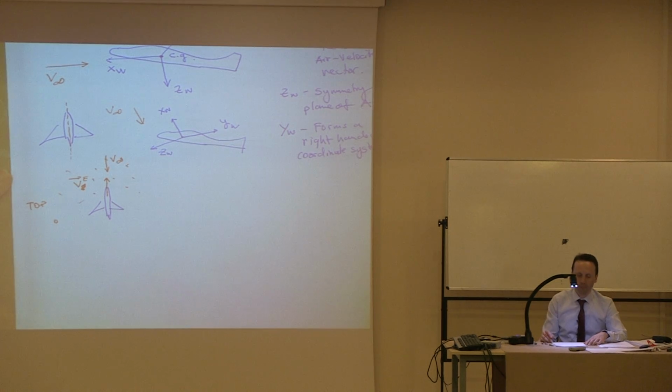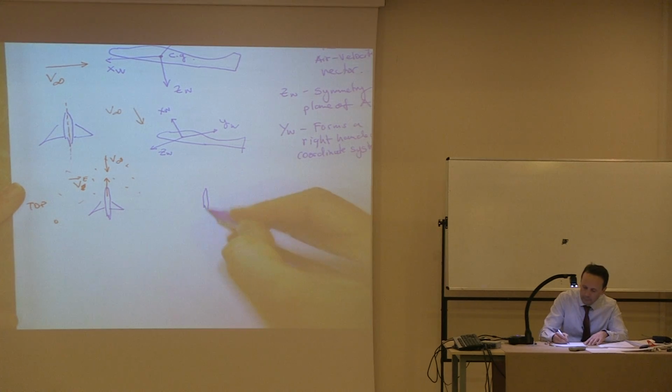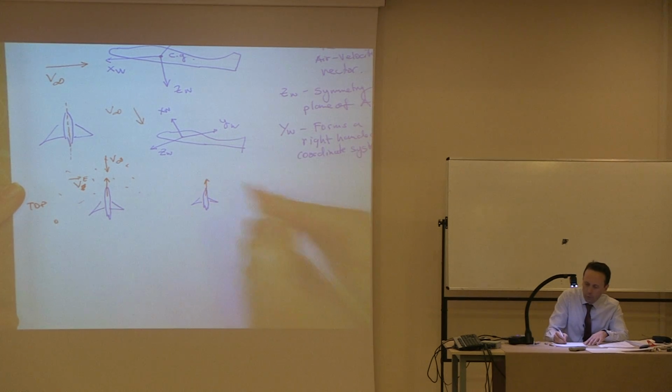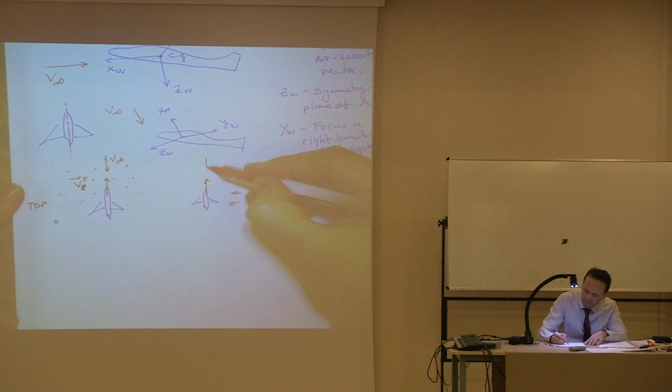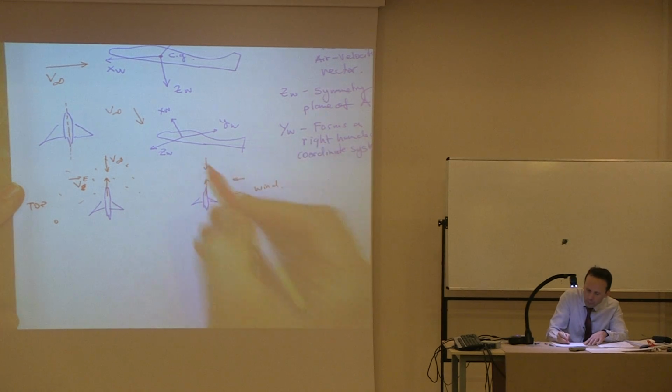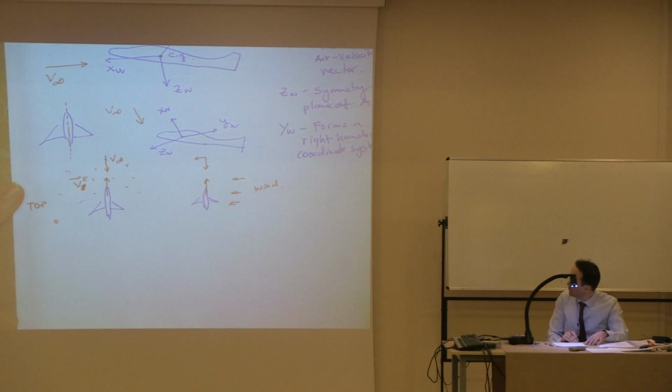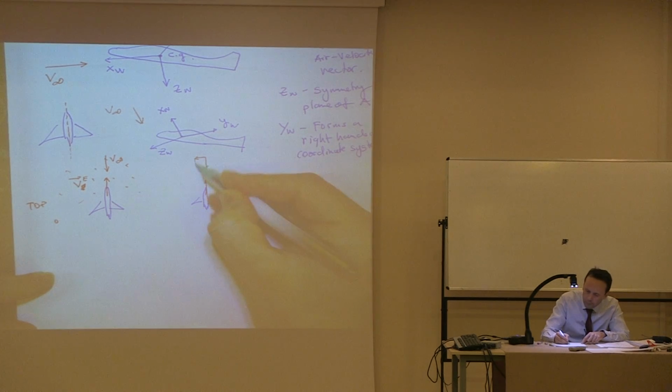Now imagine that the same airplane is moving with this velocity, however, it also has a side velocity. Someone is blowing wind from the side. Which means if there was no wind, this would have been V infinity. But now you have this wind which is going this way. As a result, V infinity is actually the vector combination of these two, and this is V infinity.